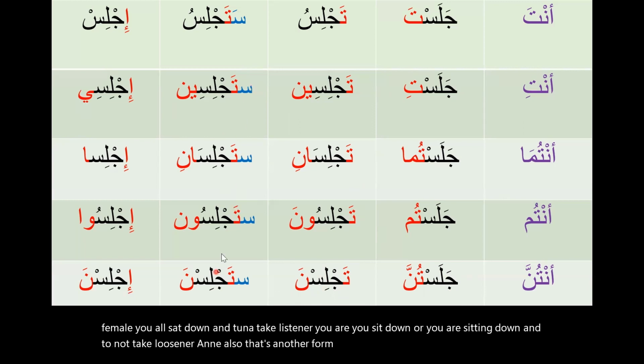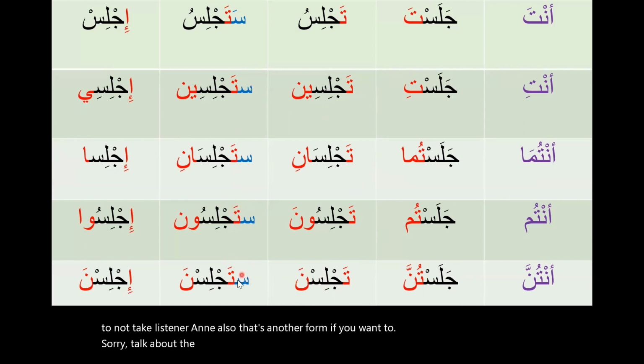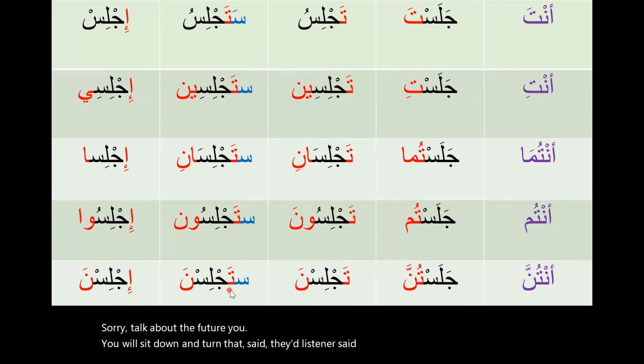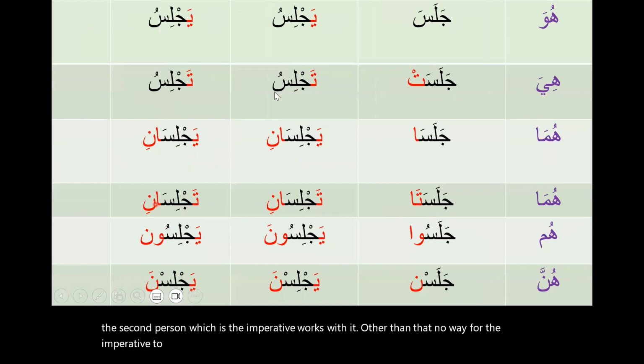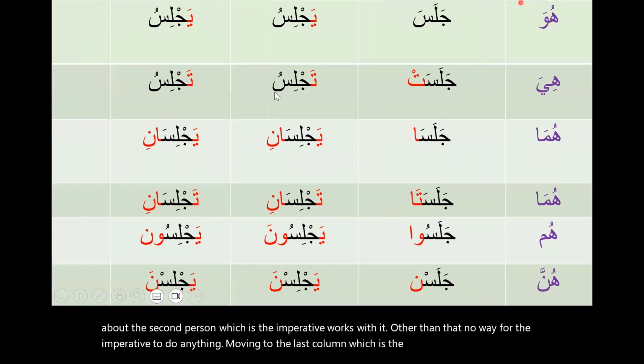If you want to talk about the future, you will sit down. أنتن ستجلسن. ستجلسن or سوف تجلسن. That's the future form. If you want to command this group, you would say اجلسن. Moving to the last column, which is the third person, the person who's absent.